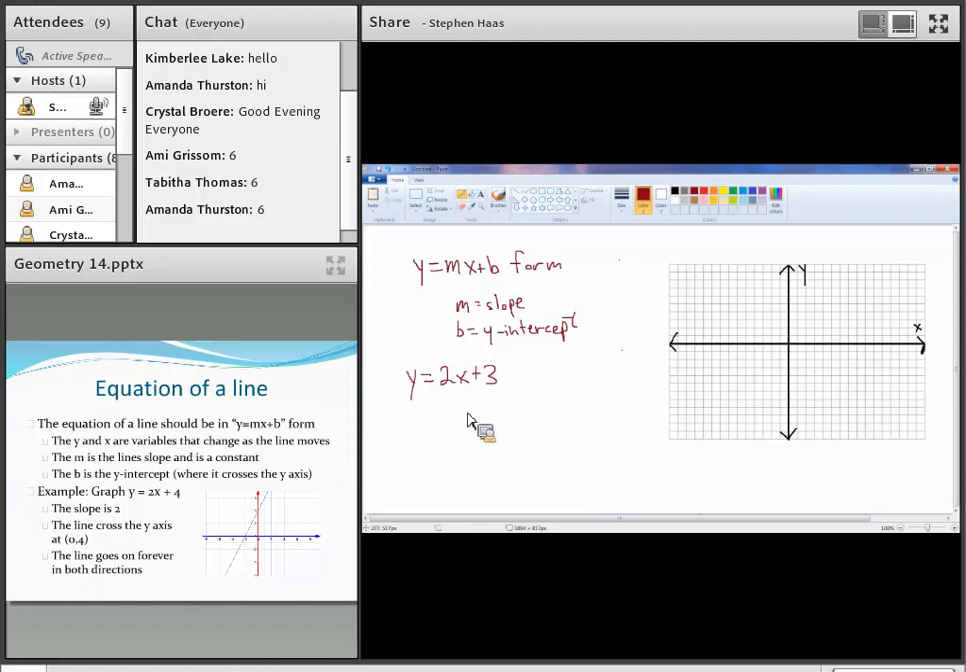So for example, if I give you an equation that y equals 2x plus 3, the y and the x values obviously are variable. They change based on each other. When the x goes in one direction, the y also moves. But this tells you the two things that you should need to be able to graph this line.